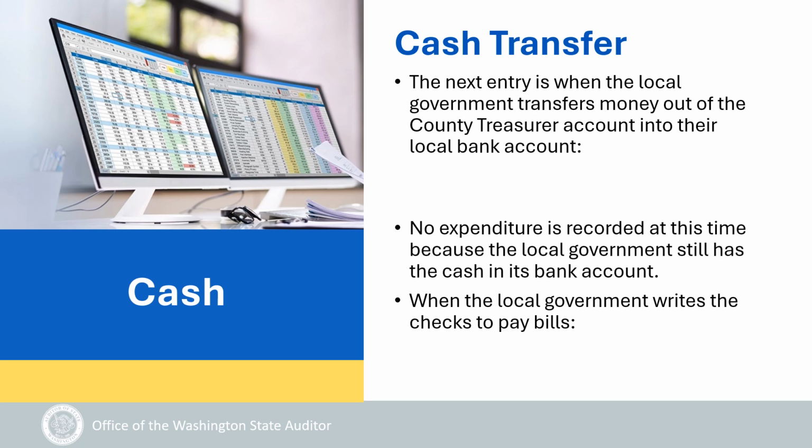Now moving into the next part of the transaction, the transfer of the cash from the county held account into their bank account. Note that each side of this transaction is for cash. The debit is the increase in the cash balance in the local government's own account, whereas the credit is the decrease in the cash balance held with the county.